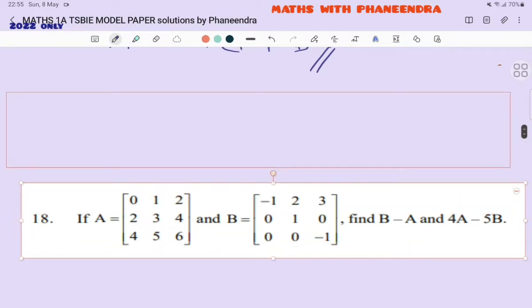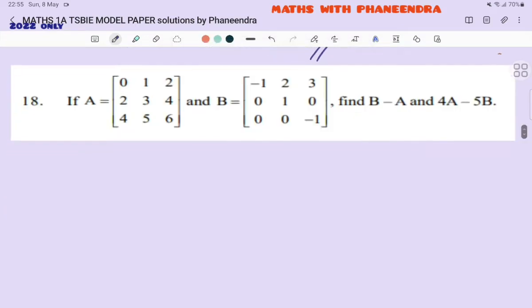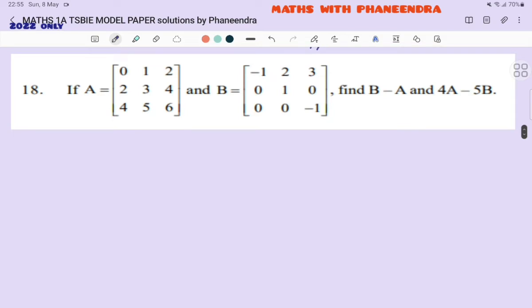The next question, number 18. A and B values are given. They are asking to find B minus A and 4A minus 5B. So simple question, but we need to concentrate while doing this answer. So first, given A and B, even while copying values from the question paper to the answer sheet, also be aware, dear students.